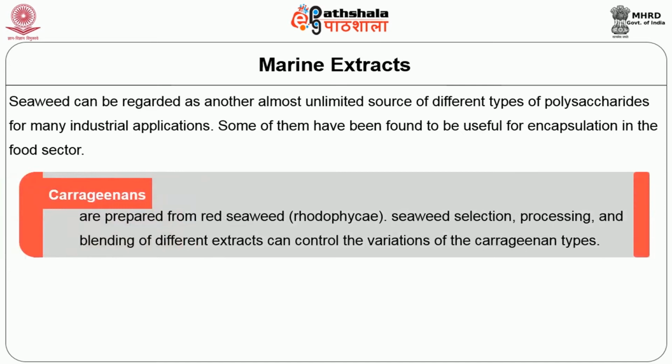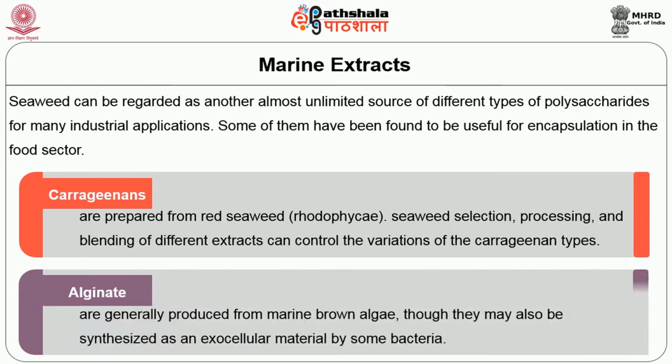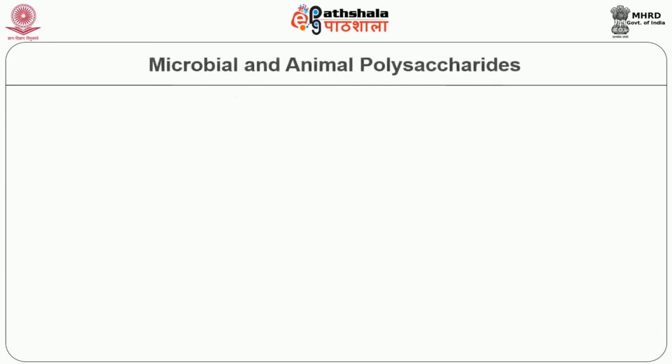Carrageenans are prepared from red seaweed, and seaweed selection, processing and blending of different extracts can control the variations of the carrageenan types. Alginates are generally produced from marine brown algae, although they may be synthesized as an exocellular material by a few bacteria. Microbial and animal polysaccharides.